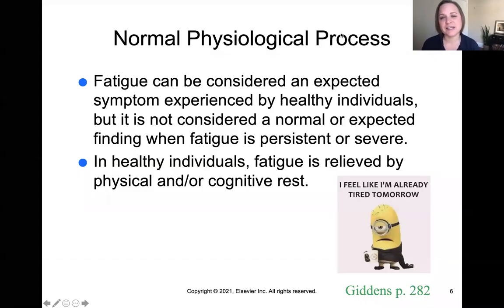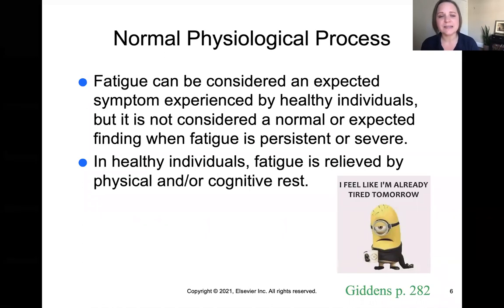Now, a little bit of fatigue in our life is a normal, expected finding. We are finite humans who have limitations. And when we push our limitations mentally, emotionally, or physically, we're going to experience fatigue. And that's okay. But when it becomes a problem is when it persists over time or is extremely severe. Now, in typically healthy individuals, fatigue is going to be relieved by just getting some rest, either physically or mentally.